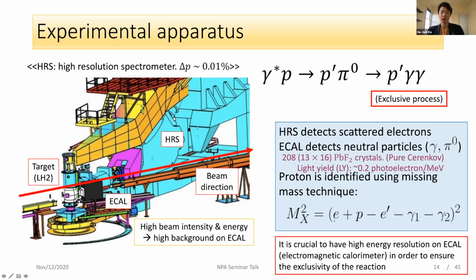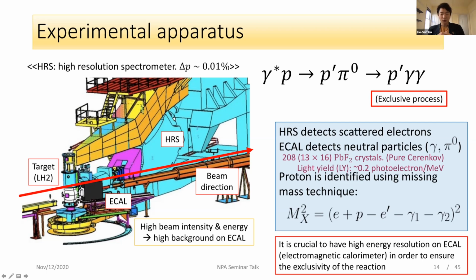So we know all the other 4-momenta of the other particles in the process. We reconstruct the missing mass and identify whether this is the proton mass or not. So it is very crucial to have high energy resolution on the electromagnetic calorimeter in order to ensure the exclusivity of the reaction. And due to the high beam intensity and energy, with the calorimeter being this close to the beam pipe and the target, we expect a lot of background on the calorimeter.